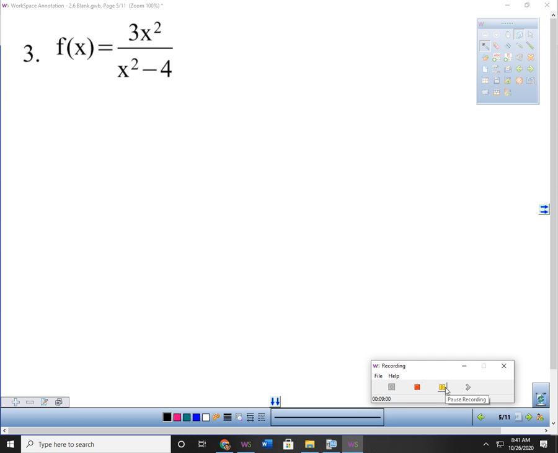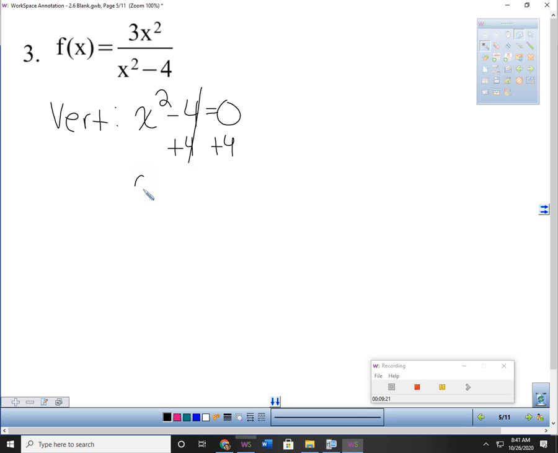All right, so on number 3, let's start with the vertical. I'm going to take the bottom and set that equal to 0. So x squared minus 4 equals 0. So I add 4. So x squared equals 4. Then I'm going to take care of the square, so I square root, and don't forget you have 2 answers. So x is equal to plus or minus 2. So I have 2 vertical asymptotes. I have one that's going to go up and down at 2 and one that's going to go up and down at negative 2.